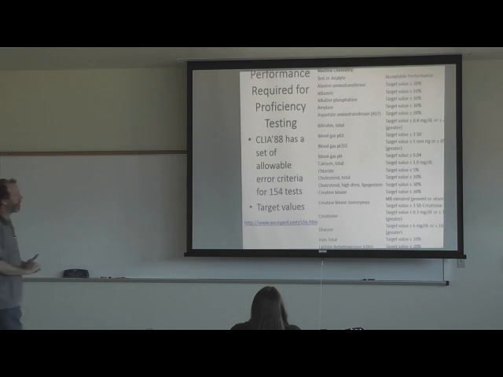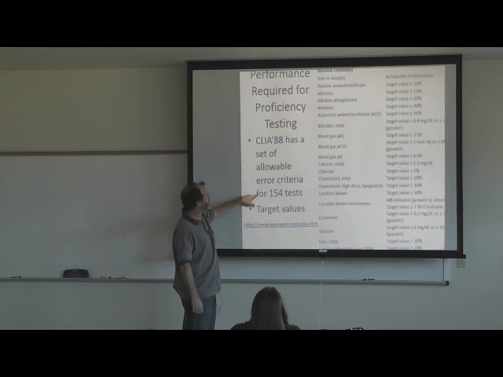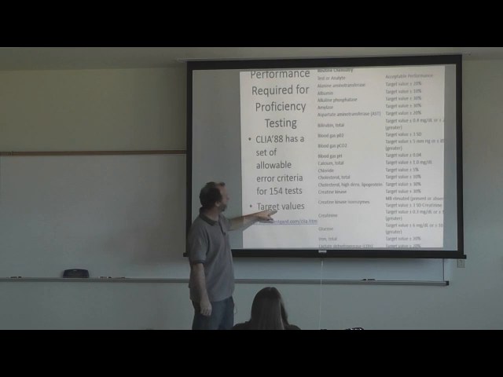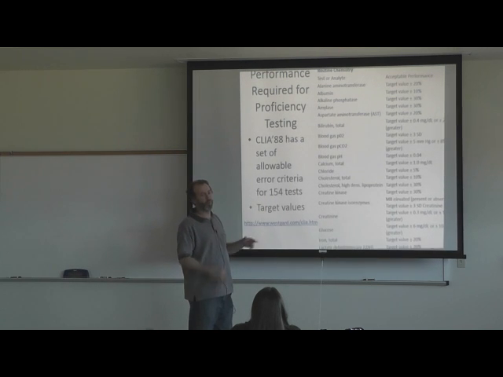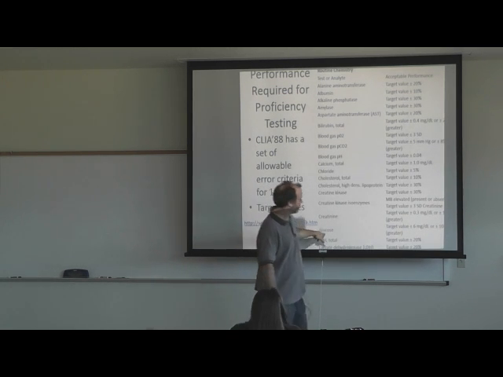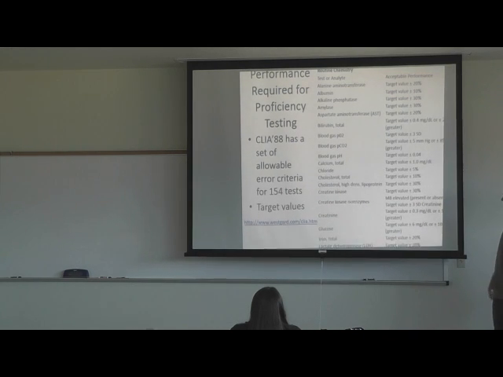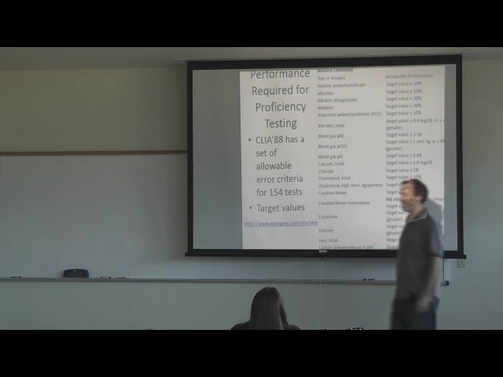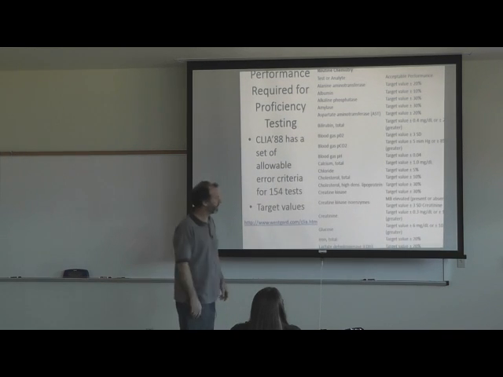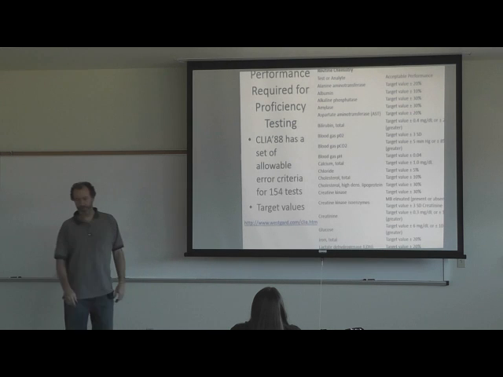So performance required for proficiency testing, CLIA 88 has set allowable error criteria for 154 tests at the target values. So why do they select target values? Do you know? Like if you look at glucose here, the target value plus or minus 6 milligrams per deciliter, or plus, I can't see that. We are cut off, aren't we? 10%. Yeah, or plus or minus 10%. So those are your target values, I guess.